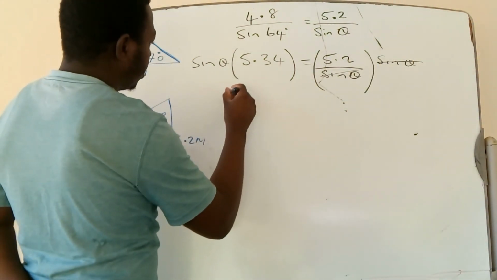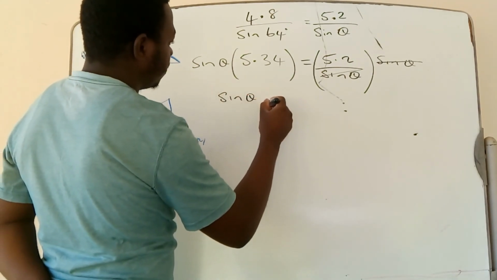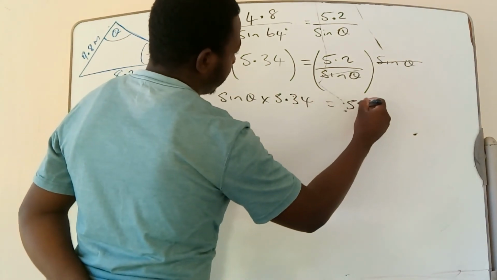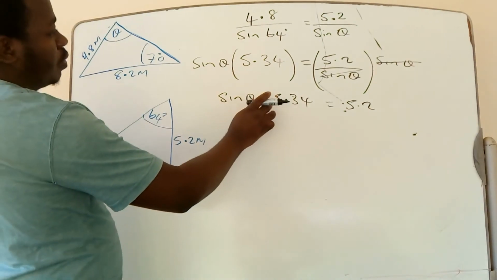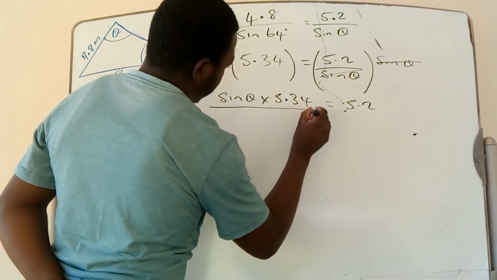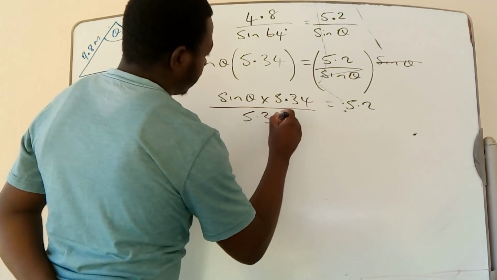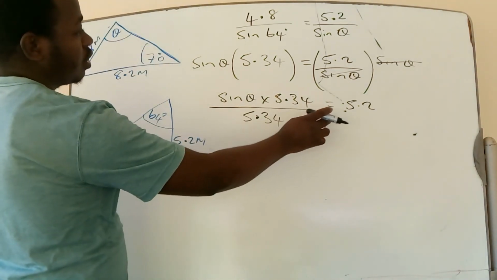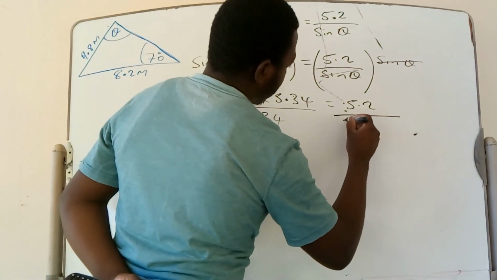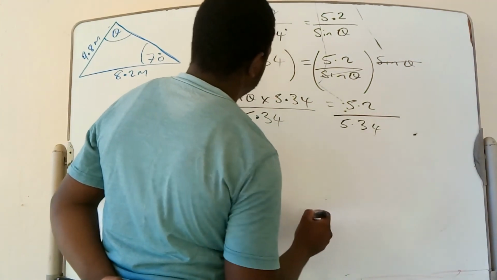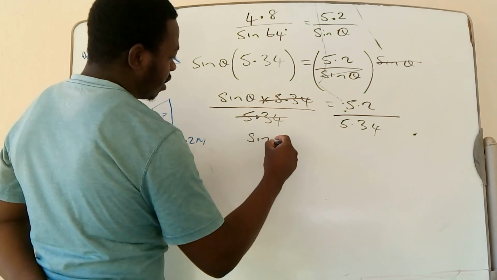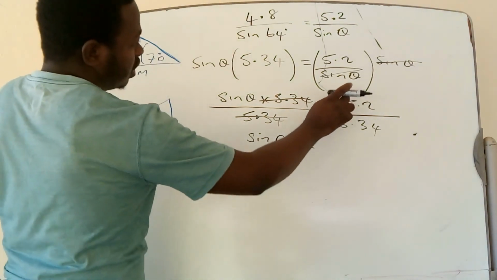On this side, you're left with sine of theta times 5.34, which is equal to 5.2. Because you are multiplying by 5.34 and you want to get rid of it, you have to divide this side by 5.34. But this is an equation, so because you divide this side by 5.34, you have to divide this side by 5.34. 5.34 cancels out 5.34. What are you left with? This is the sine of theta. What is this equal to? It's equal to this thing over here.